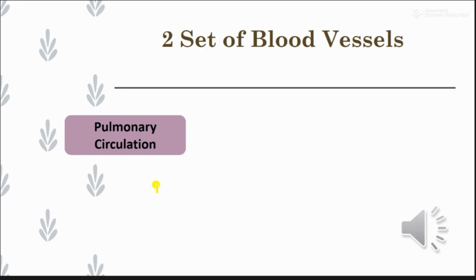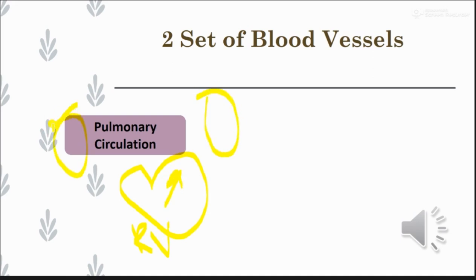So the heart pumps blood from the right ventricle, right? So this is the heart. And then from the right ventricle to your pulmonary trunk, pulmonary arteries, and then lungs. And then it goes back to the heart, to your left atrium, rather. Meaning it's just the circulation between the heart and the lungs. Of course, within the lungs, that's where the gas exchange occurs.